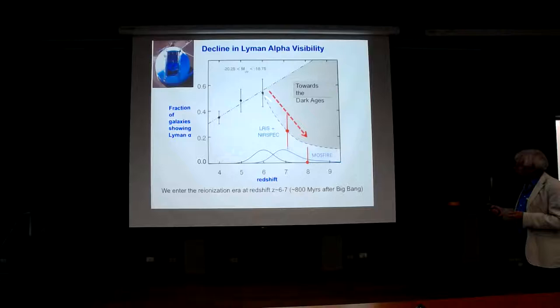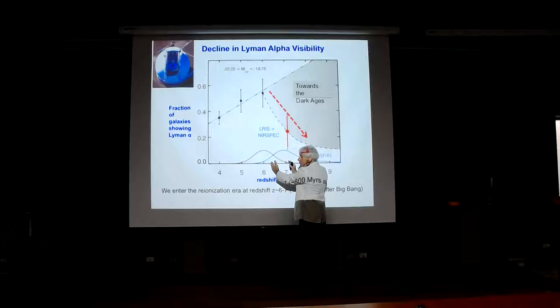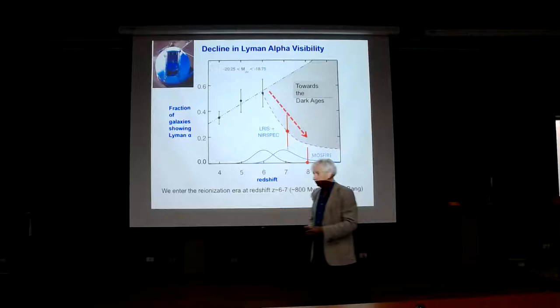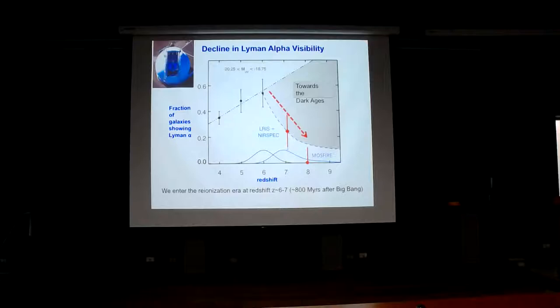Now remember that this is a very short time interval. It's only 100 million years. So it would be quite remarkable for the universe to be so orchestrated that all of the galaxies suddenly reverse the trend that they showed earlier. But you're right, it could be a mixture of this. But I think this is one part of the evidence, together with Planck and the quasars, that reionization ended at redshift 6.